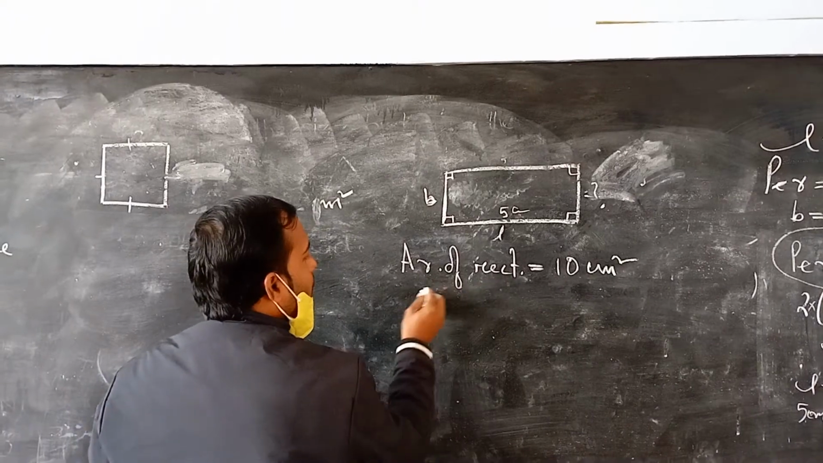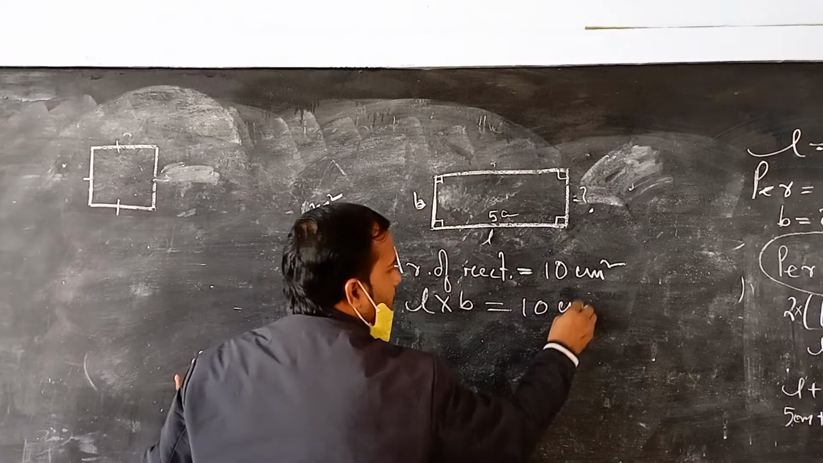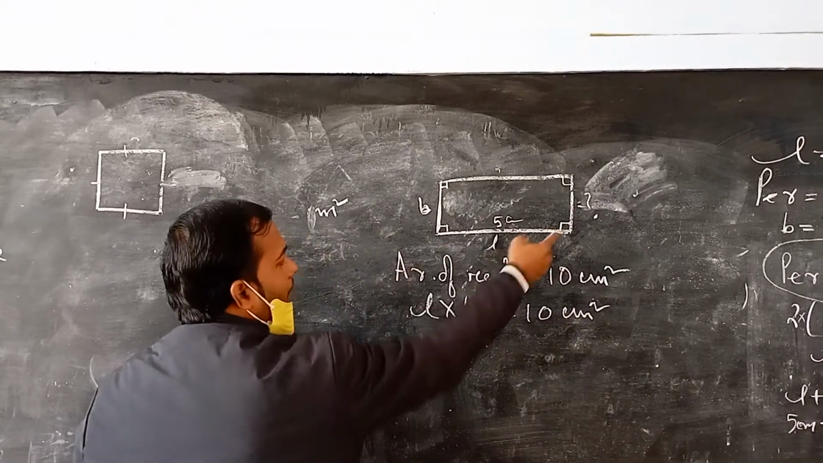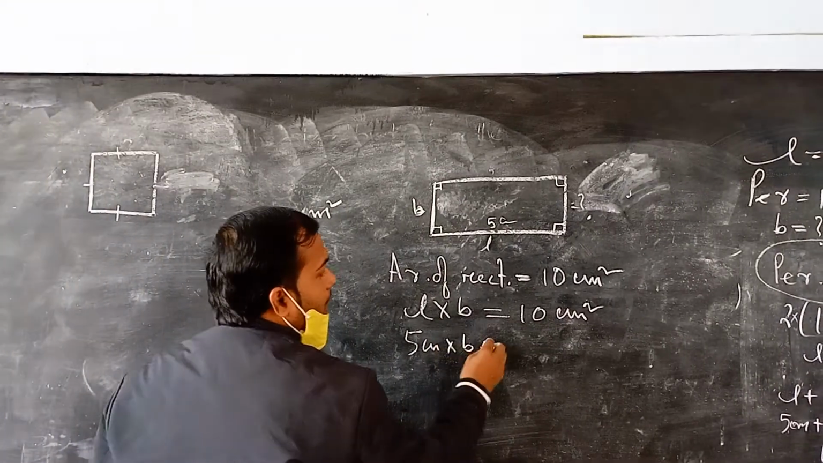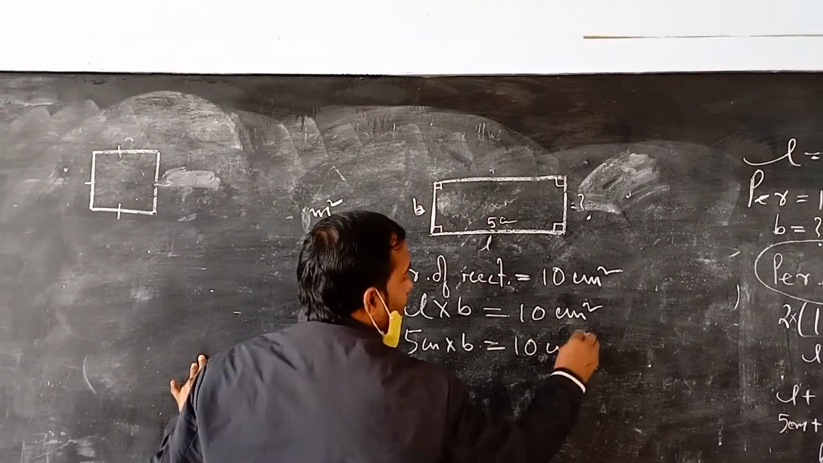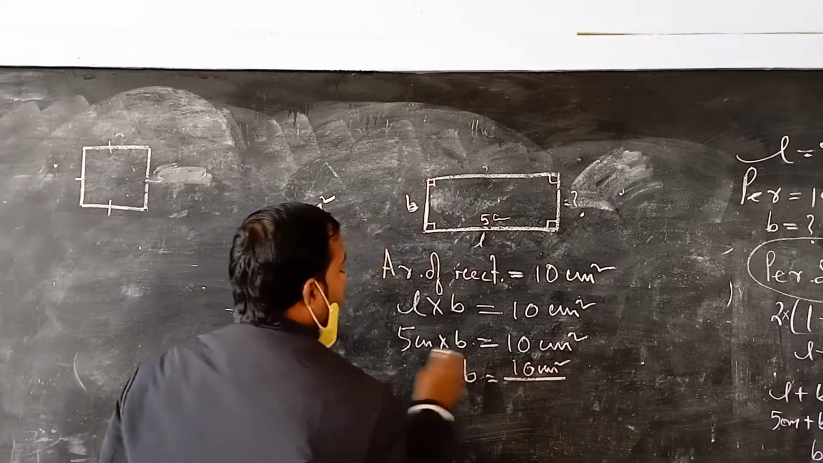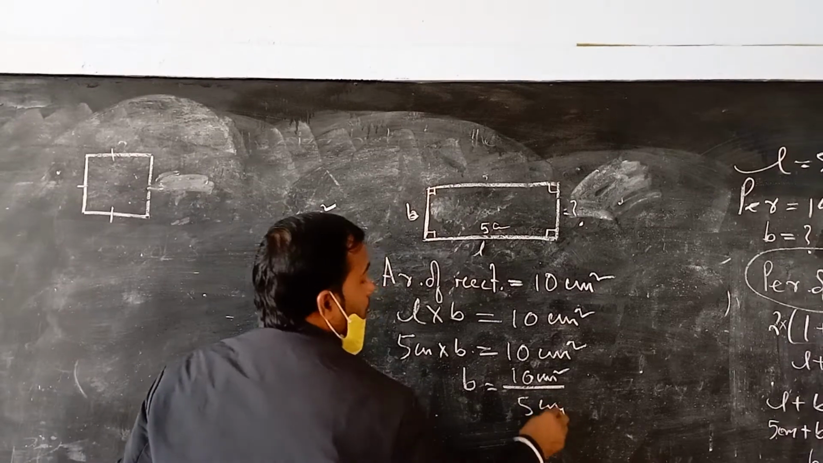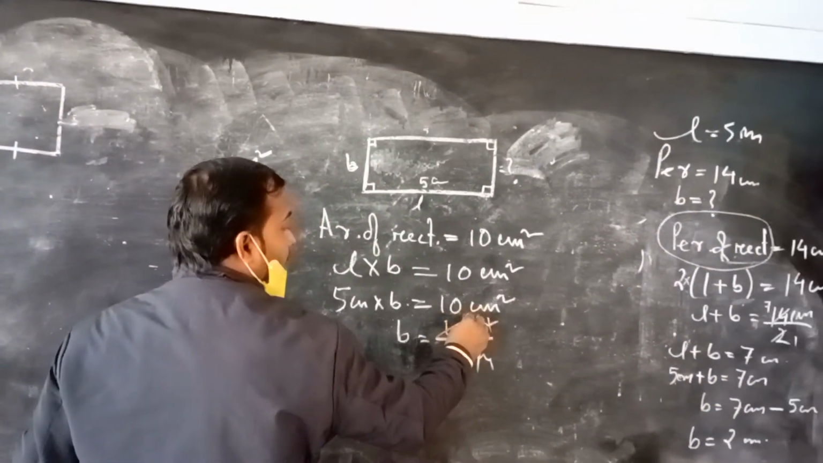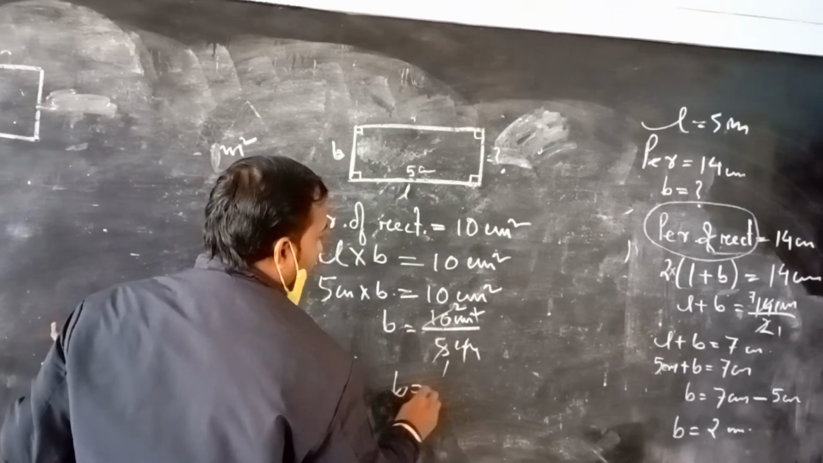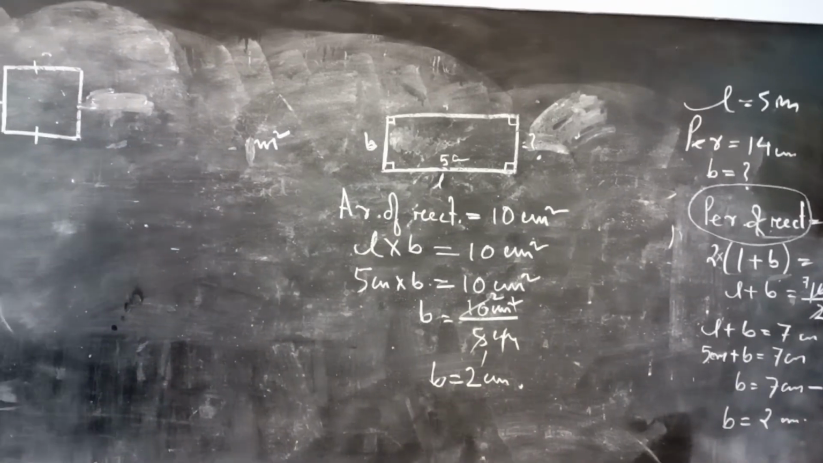In place of area of rectangle we can write length into breadth is equal 10 centimeter square. Now we know length is equal 5 centimeter, into breadth we did not know. Then breadth is equal 10 centimeter square divided by 5 centimeter. This centimeter will cut this square. Then 5 into 2 is 10. Now we are getting breadth is equal 2 centimeter. Okay, like this way you can do.